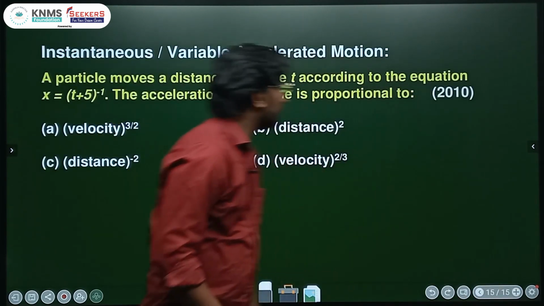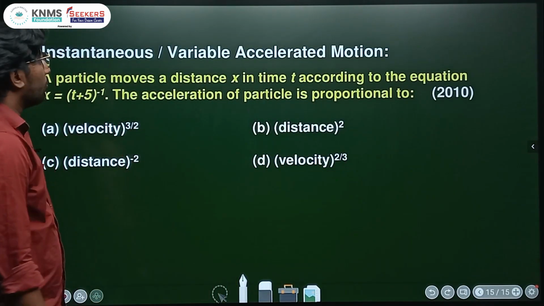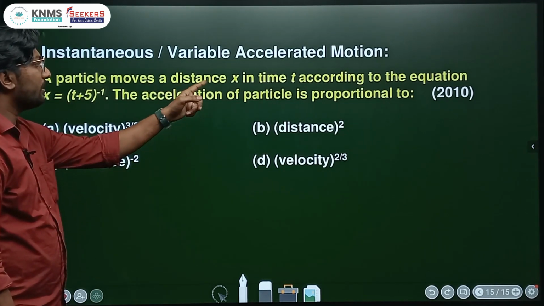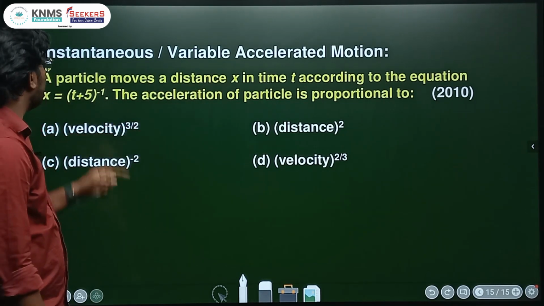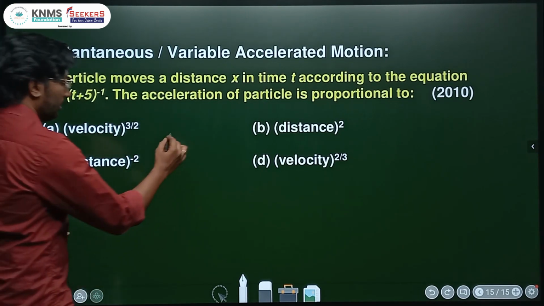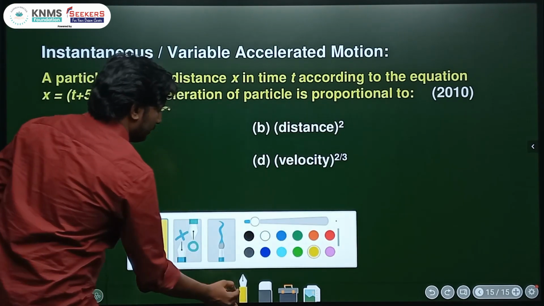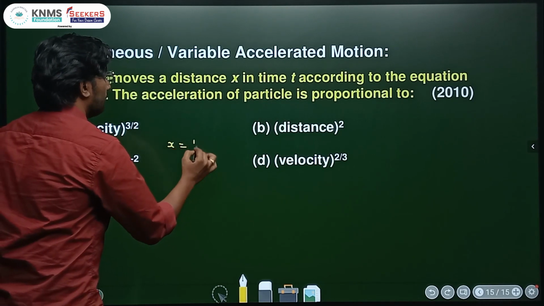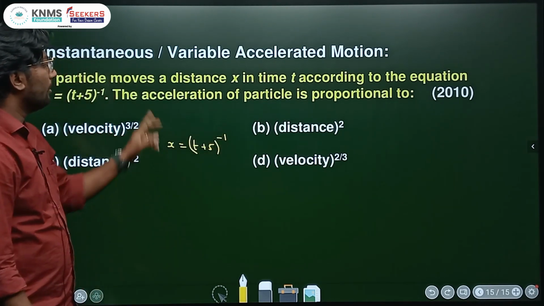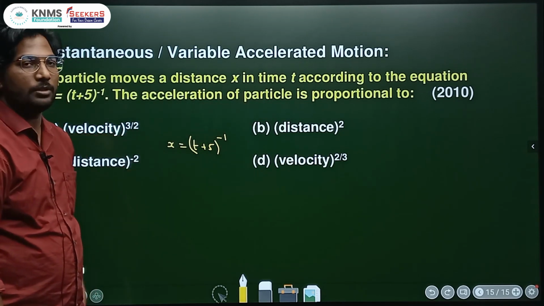Let's see some questions based on this. First question: in instantaneous motion, a particle moves a distance x in time t according to the equation x is equal to (t plus 5) to the power minus 1. So let me write that equation over here: x is equal to (t plus 5) to the power minus 1. Then the acceleration of the particle is proportional to.